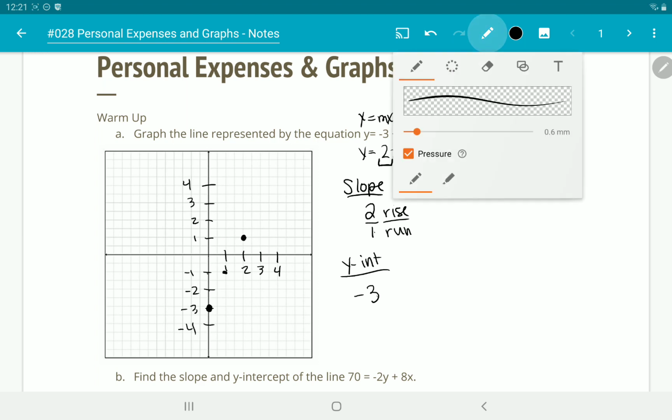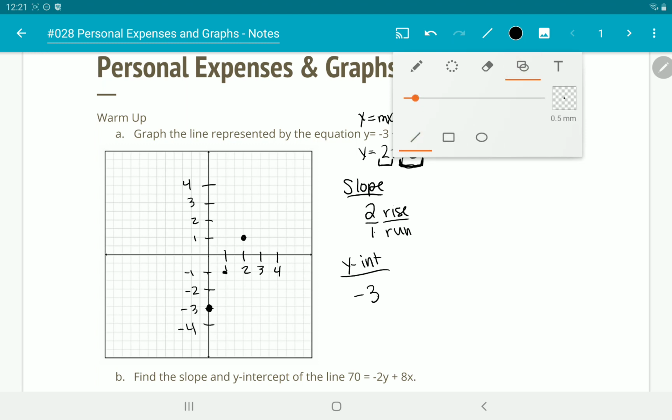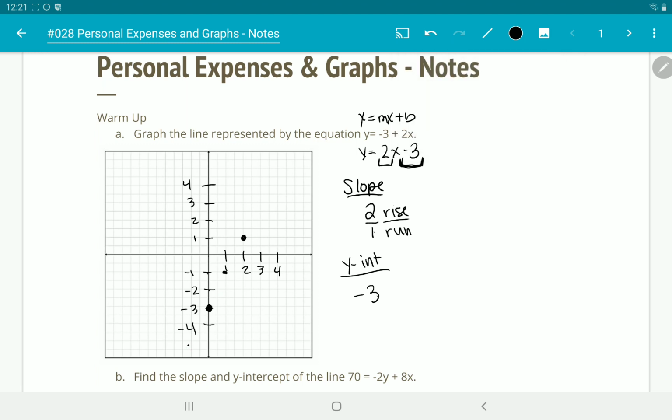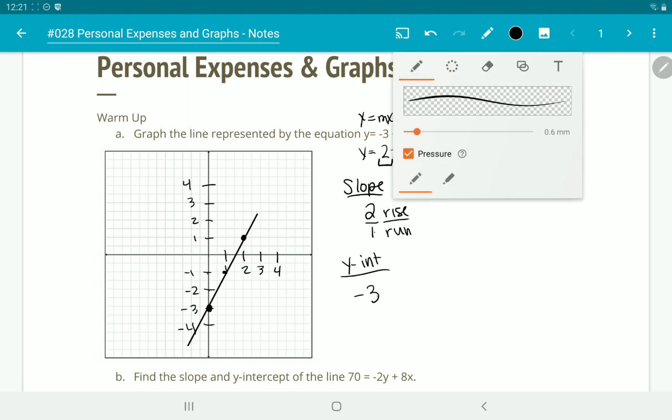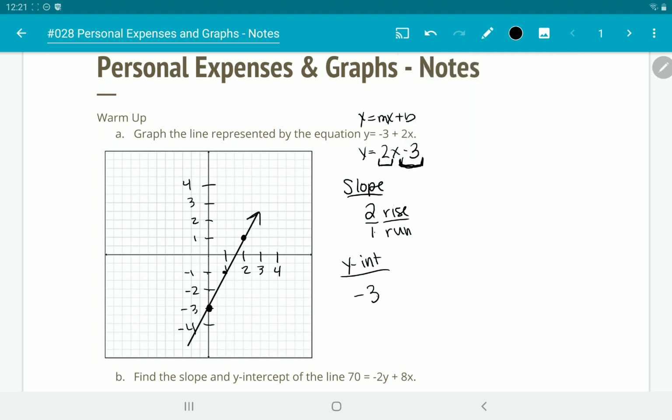And now that we've got a couple points graphed, we can go ahead and connect the dots to make this beautiful graph. And then, again, draw the arrows on either side. Since the slope was positive, you can see that it's pointing upward. So as x increases, y increases as well. And then since it has a negative y-intercept, it hits the y-axis below the origin.